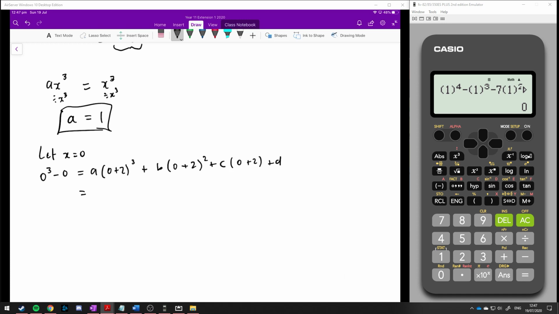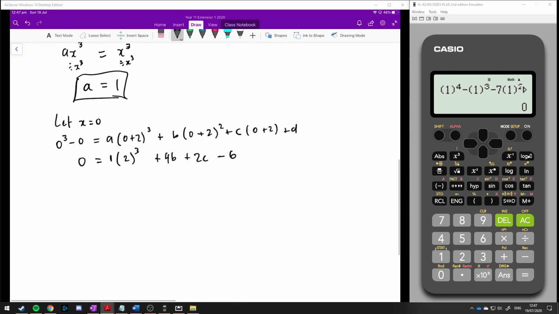Okay, so expanding this one out, we're going to get 0 is equal to, well, we already know that a is equal to 1, so we get 1 lots of 2 cubed plus, we don't know what b is, so we're just going to leave that as 4b, because it's 0 plus 2, which is 2, and 2 squared is 4, so 4b, plus 2c, and d is equal to minus 6, so we're just going to substitute that in.